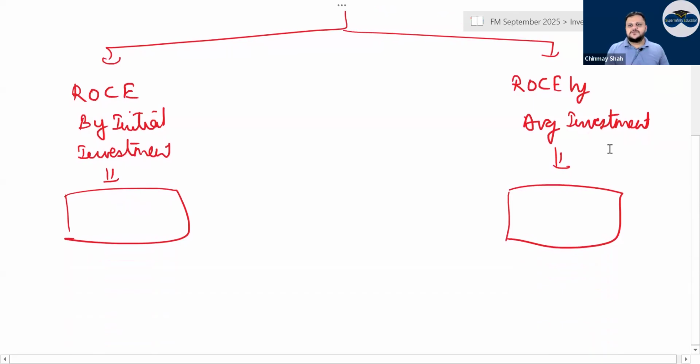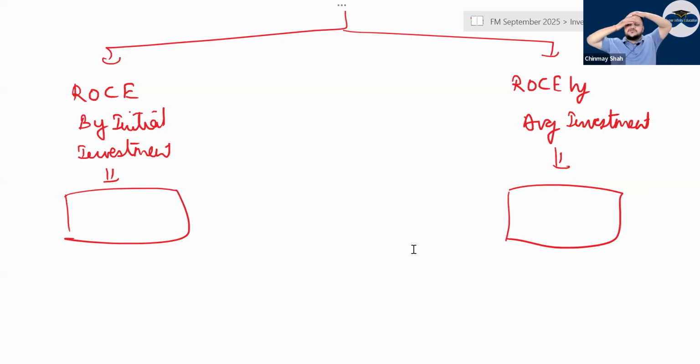Now first hear me out, what is return on capital employed. One of the easiest formulas in the whole of your syllabus, to remember. But the problem is that it is the only formula in the whole of your FM syllabus that is not based on cash flows. Now, what are cash flows, sir?